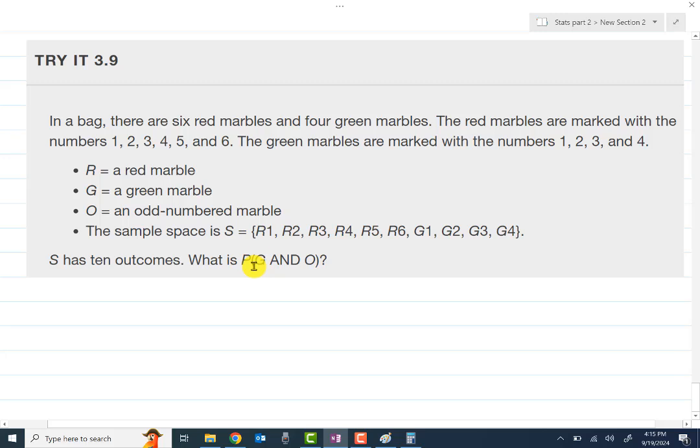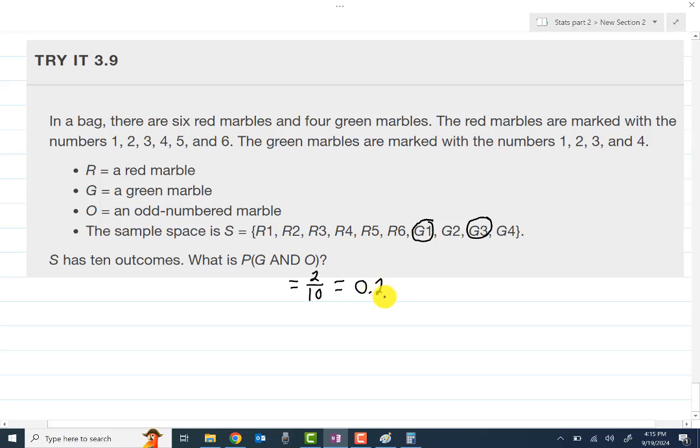Well, let's take a look. I want green and odd. That's what the O's stand for, odd numbered marbles. G is green, R is red, obviously. So if I only want the odd ones, I'm talking about G1 and G3. These are the green ones and they have odd numbers attached to them. So in this case, there's a total of 2 out of 10. You can do it directly like that if you want to.